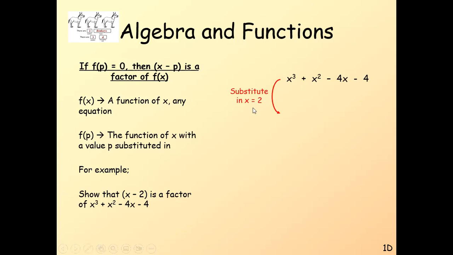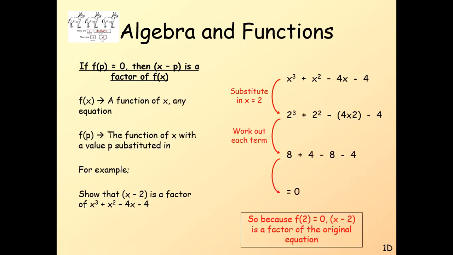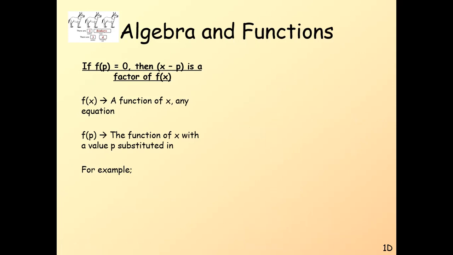Here we substitute x is equal to 2 in this, and after simplifying, you can see that our answer will be 0, which means that x minus 2 is a factor of the original equation or expression. Is that clear? So that is a test. Similarly, why do we have to substitute the value in the function? Because to check whether it is a factor or not.